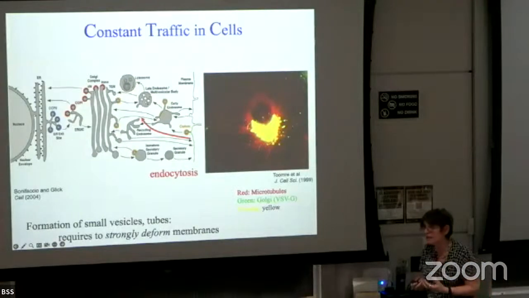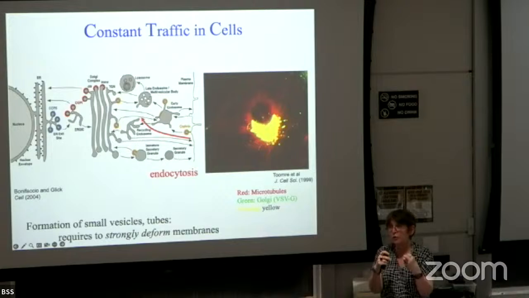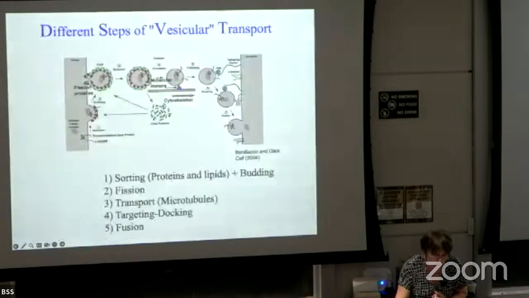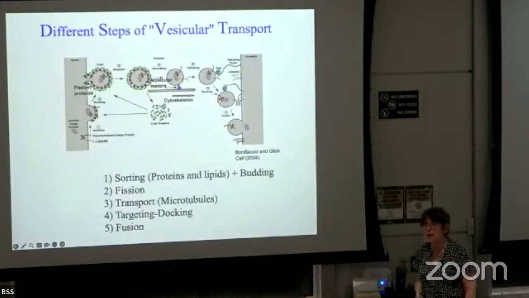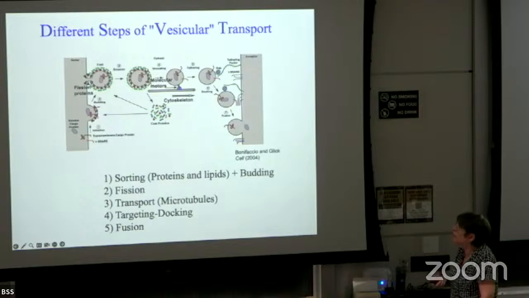So this suggests that for forming these vesicles you need to deform the membrane to a large extent, right? And this suggests they require different steps. So if you want to form a vesicle, imagine that you want to transport a protein from one compartment to another compartment. So you are going to form a vesicle, especially if it's a protein which is not soluble.